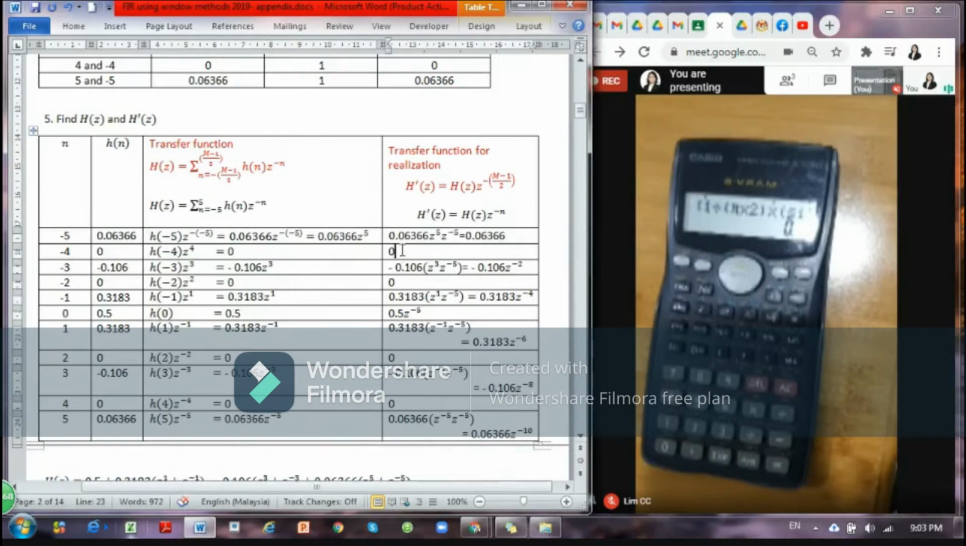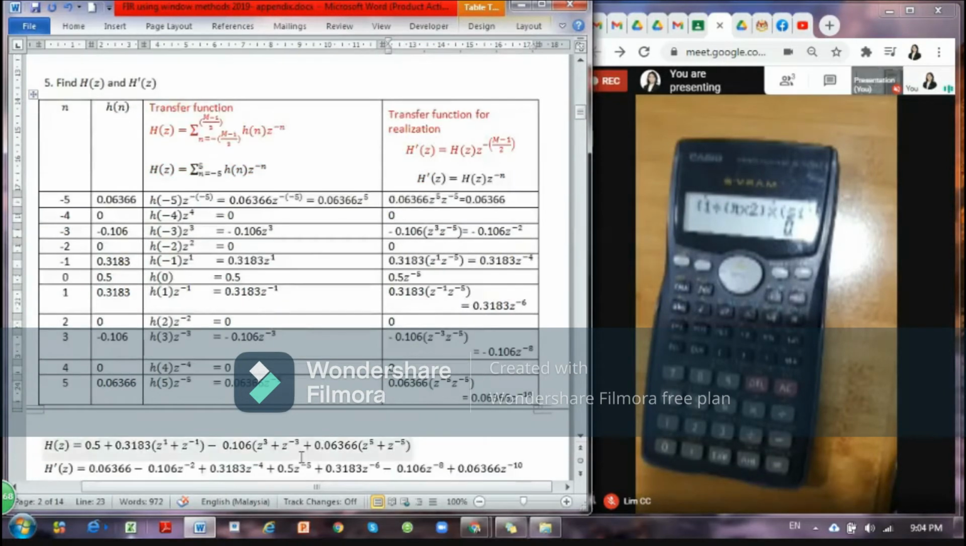So you repeat for this one, minus 4. Okay, so 0, multiply anything, get 0. So for here as well, you repeat negative 0.106, bracket z power of 3, then z minus 5. Okay, then you repeat, you multiply. So 3 minus multiply with negative 5, so it's 3 plus negative 5, so you get negative 2, power of negative 2. Then you repeat for all, so you get this answer.